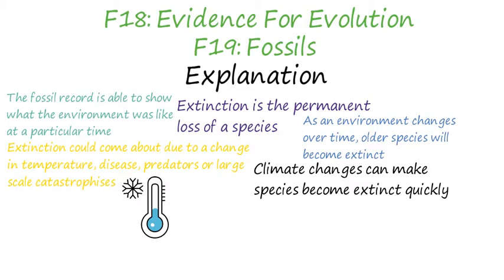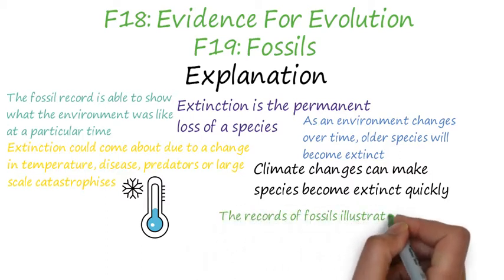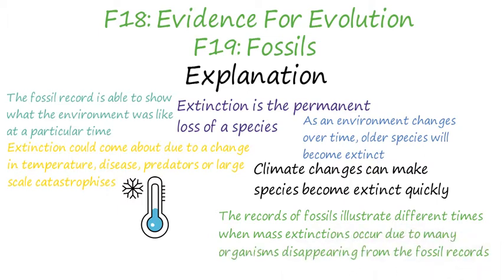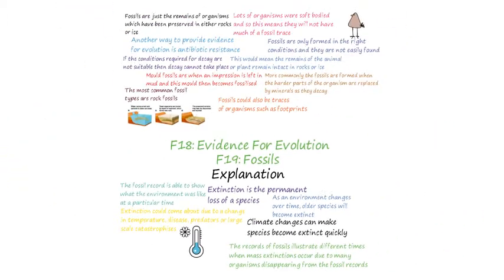For instance, if the global temperatures dropped, then species which are more equipped to survive in these colder conditions would thrive due to natural selection. However, less equipped species would become extinct. Mass extinctions are not uncommon. The records of fossils illustrate different times when mass extinctions occur due to many organisms disappearing from the records. For example, the dinosaurs were the last mass extinction. This could have come as a result of an asteroid collision with Earth. However, this is not confirmed, and it could also be due to many other factors.